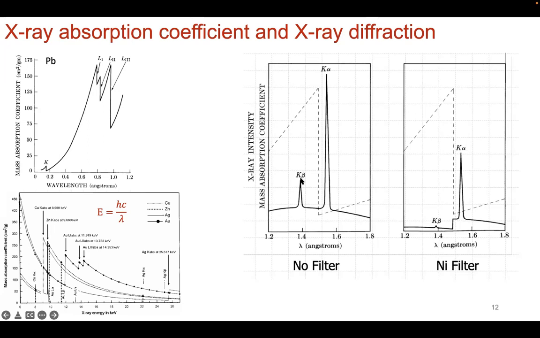One of the reasons why I use a nickel filter is so you isolate the K alpha, because nickel has an absorption energy that is right in between the K alpha and the K beta for copper. So when you want to rule out the K beta, put in a nickel filter so that nickel absorbs all of that energy coming in. So there's a fun relationship between X-ray absorption and X-ray diffraction there.